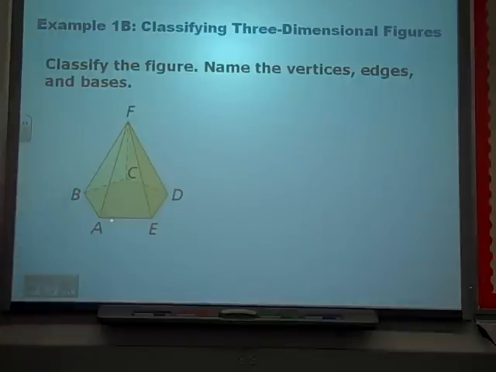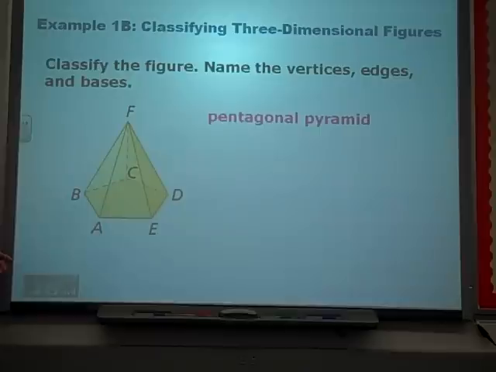Now you look here, another 3-dimensional object. Think about it. Prism or a cone or a pyramid? Think. Comes to a point, pyramid. What does the base look like? 1, 2, 3, 4, 5 sides. That's a pentagon, pentagonal pyramid.